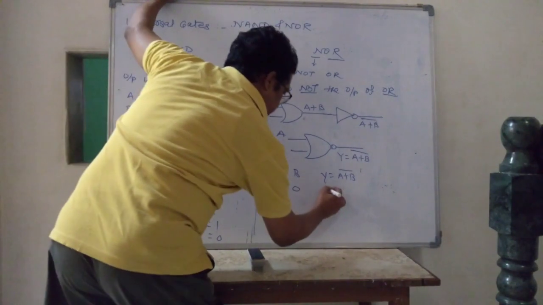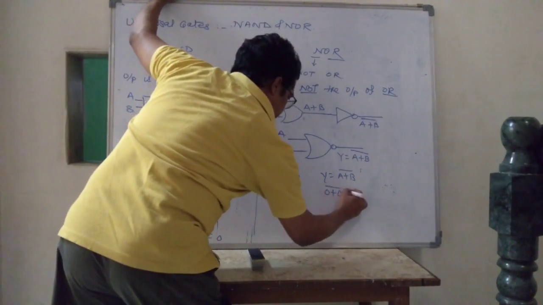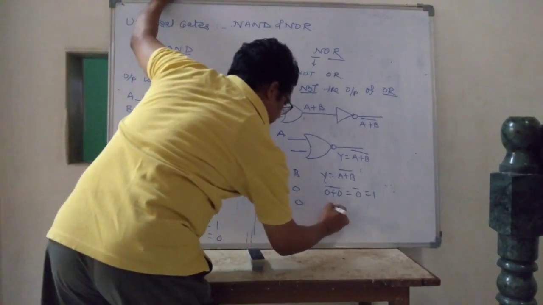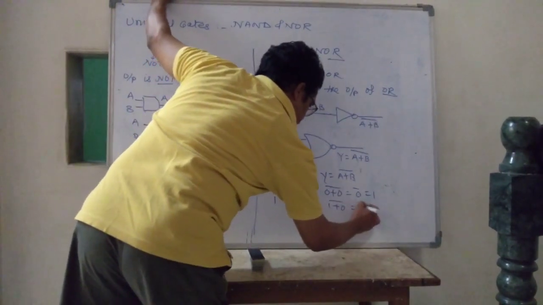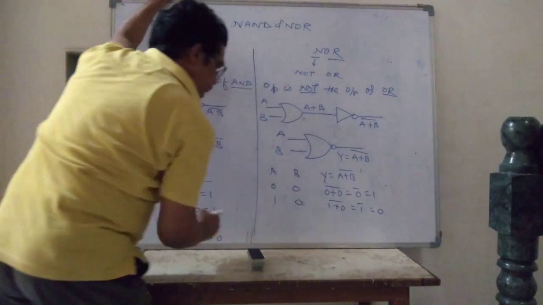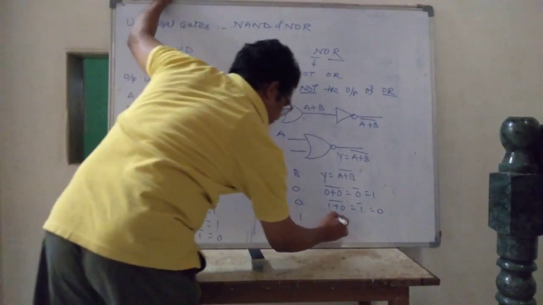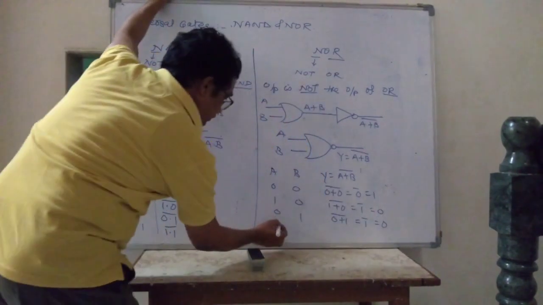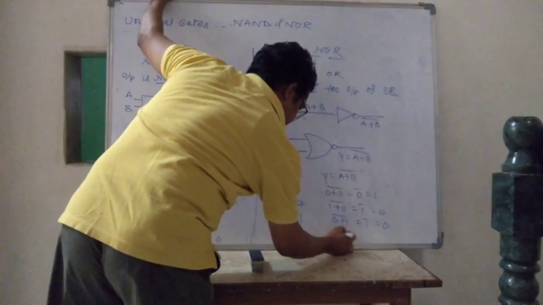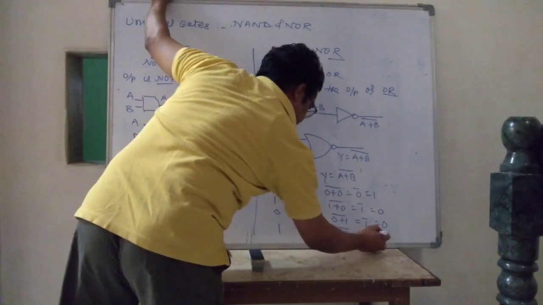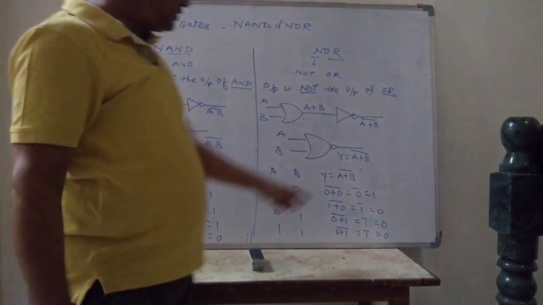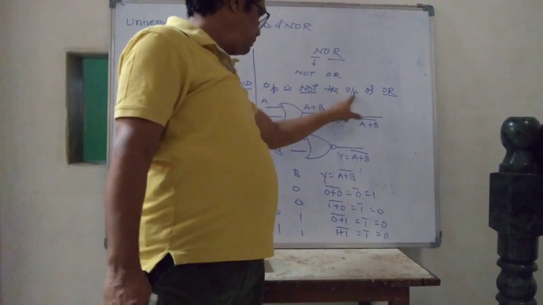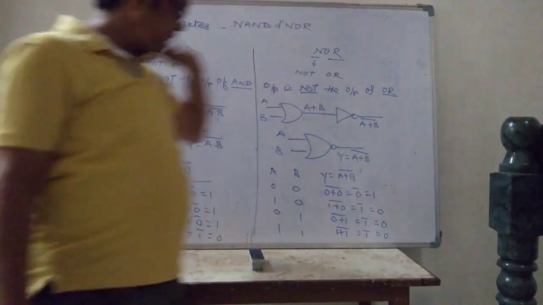Now for NOR: A is 0, B is 0. A is 1, B is 0: 1 plus 0 is 1, and the complement of 1 is 0. For 0 plus 1, the complement of 1 is 0. For 1 plus 1, the complement is 0. This is exactly opposite to the output of OR. The output is not the output of OR, that is NOR.